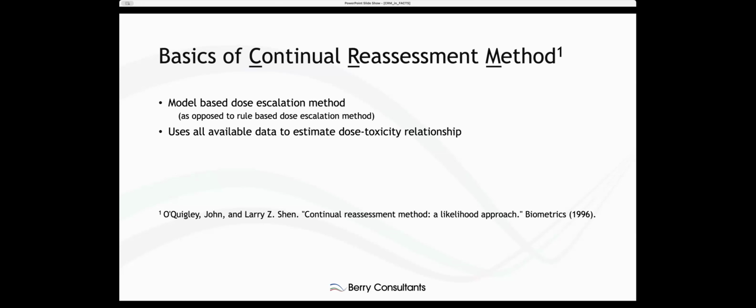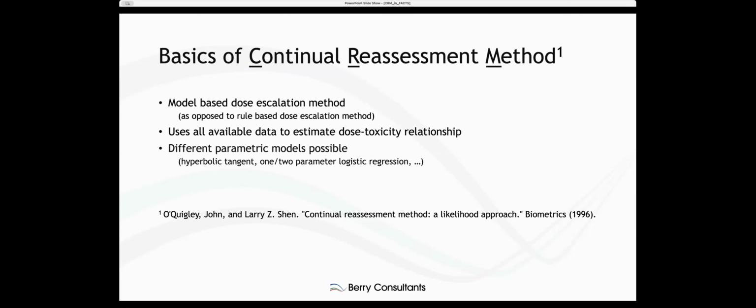So in 3+3, we might have fixed rules, such as if there's 0 out of 3 DLTs, then escalate, or if there's 3 out of 3 DLTs, then de-escalate, things like that. And that is sort of agnostic of the dose level that we're on, and also agnostic to what has happened before in the trial. So it might work well in certain situations, but one could also argue that it's a bit wasteful to not include all the data that we've actually collected in the trial, and that's where CRM comes in.